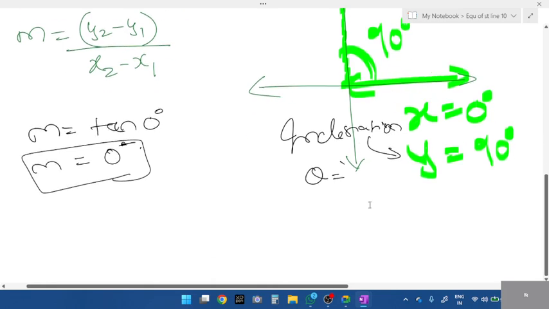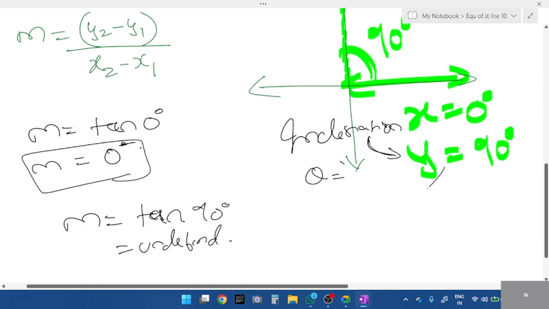Next. What is the slope at the y-axis? Slope at the y-axis is tan 90 degrees. Tan 90 is undefined. Therefore, inclination at the y-axis is 90 degrees, and slope at the y-axis is undefined.